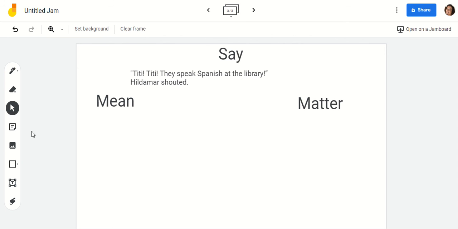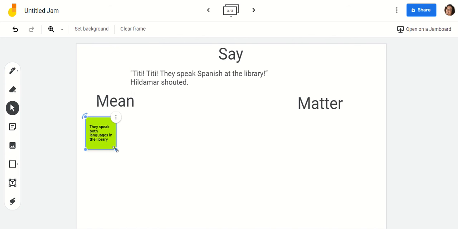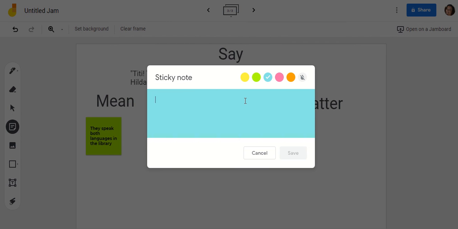So then I would discuss with students, what does this quote mean? And some students might say, this quote means they speak both languages in the library. And then, why does it matter? You might get some students to say, this matters because at first they thought they could not go in because they assumed no one spoke Spanish in there.